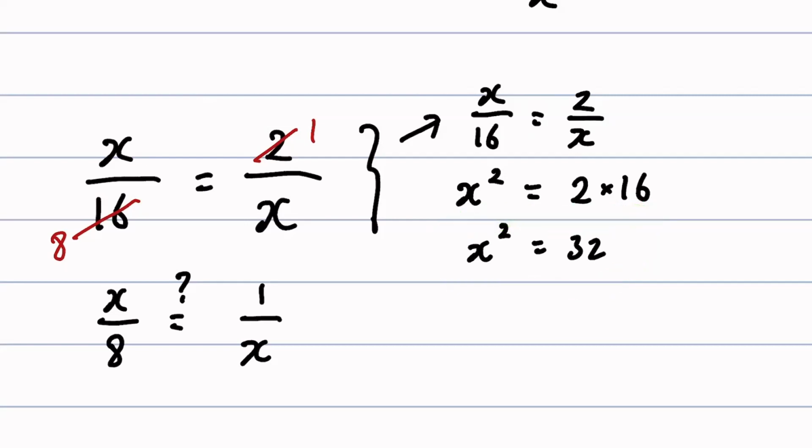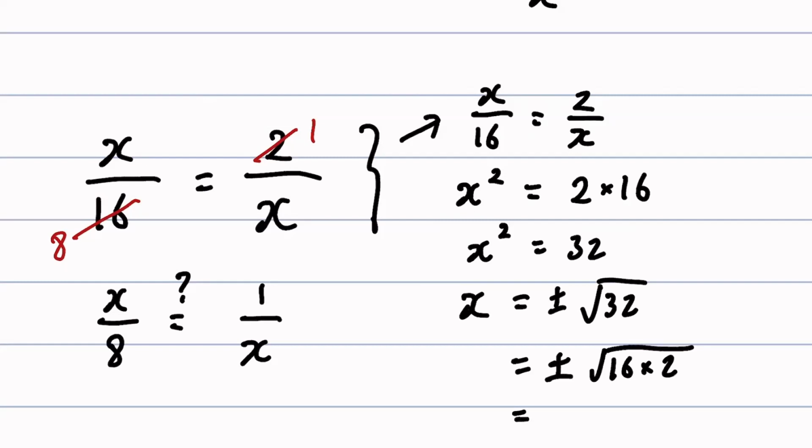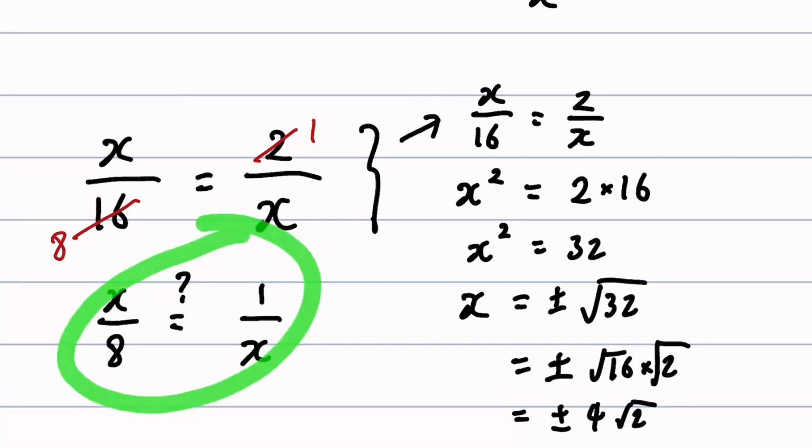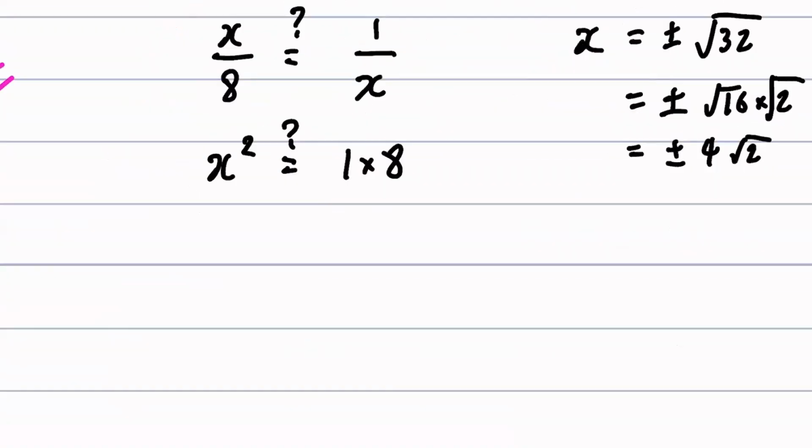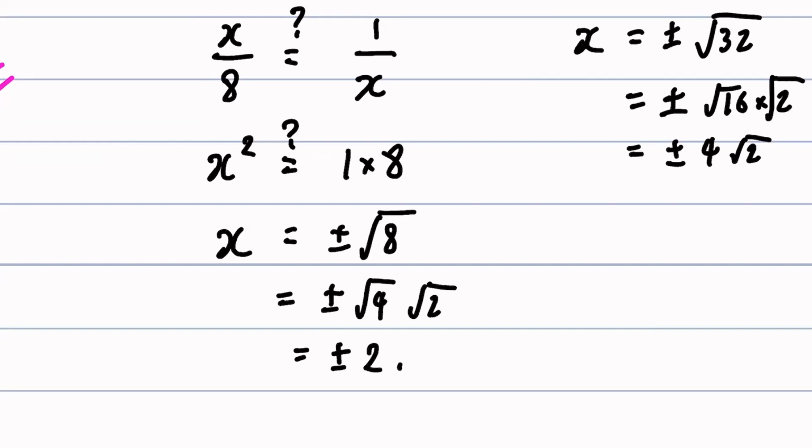Yeah, so what you get is x squared equals 32. Then after that, you take square root, plus minus square root. Okay, I'll just simplify a bit more. So 16 times 2, which means that you can split it up into square root 16 times square root 2. So square root 16 is 4. So here, if you got x over 8 equal to 1 over x, what you will get now is cross multiply: x squared equal to 1 times 8. Then x equals plus minus square root 8, which is 4 times 2, so square root 4 square root 2, plus minus 2 root 2.